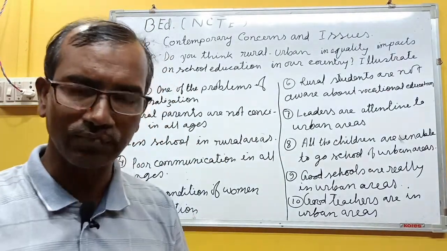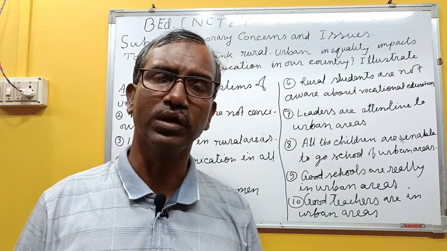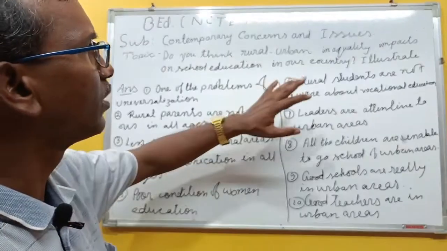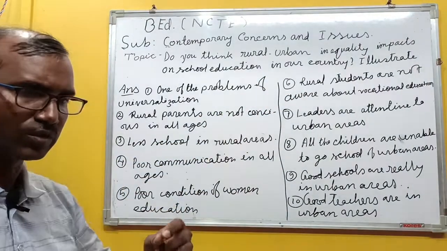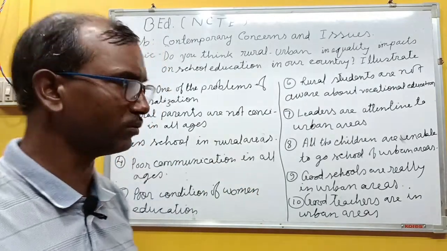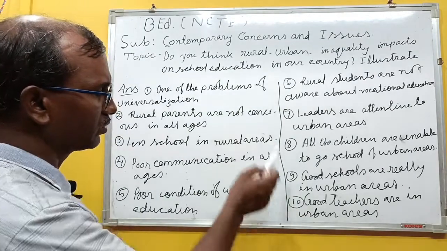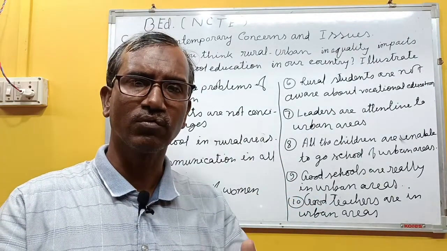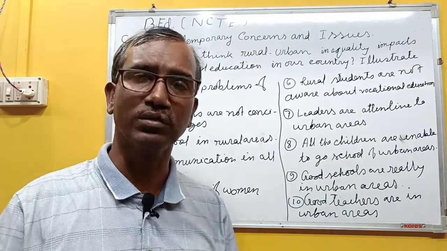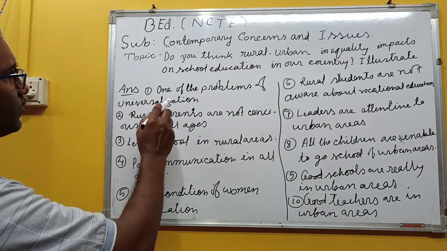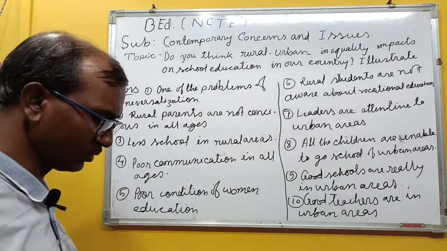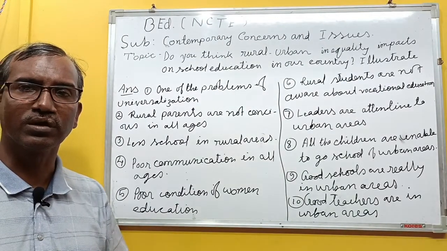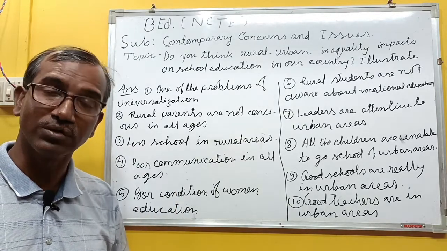How does rural-urban inequality affect the education system of our country as a whole? How does it impact Indian education? What are its effects? How is it one of the problems of Indian education? In favor of this question, I have pointed out 10 points which show that rural-urban inequality is a curse, a very dangerous effect on the Indian education system. First point: the problem of universalization of education. We have not attained the goal of universalization of education in our country, and one of the reasons is rural-urban inequalities.